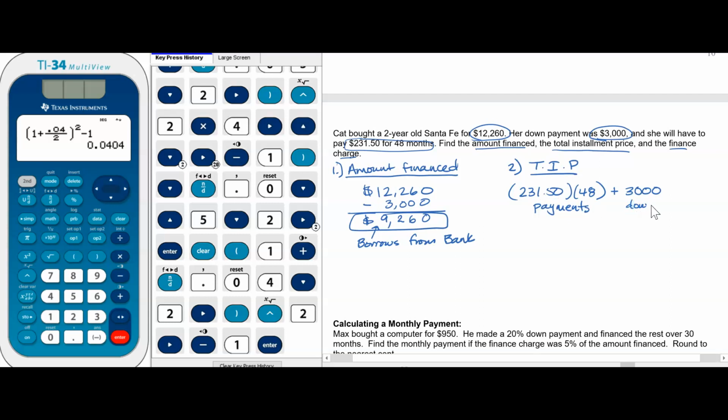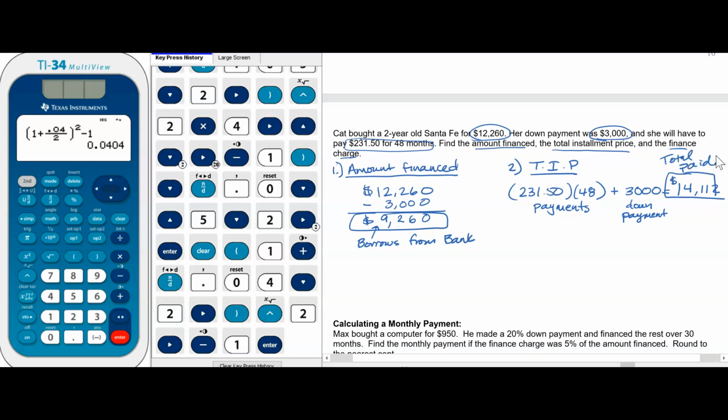And then this is the down payment. We don't want to forget about that because she paid that up front. So we want to add all of that together. And then if you do that, you get $14,112. And that's the total that she pays.